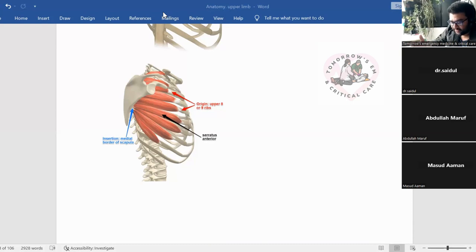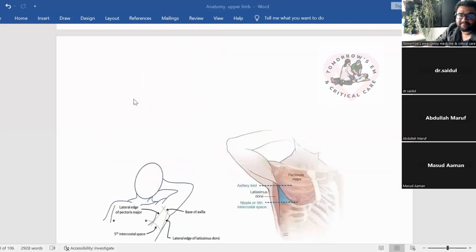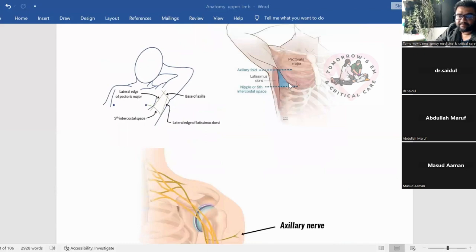Chest drain insertion, iatrogenic cause. Okay, so that's why we tell to perform chest drain in which area? In the triangle of safety. So what's the boundary of the triangle of safety? Medially, the lateral border of the pectoralis major. Laterally, the lateral border of latissimus dorsi.